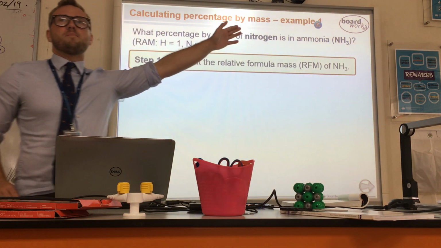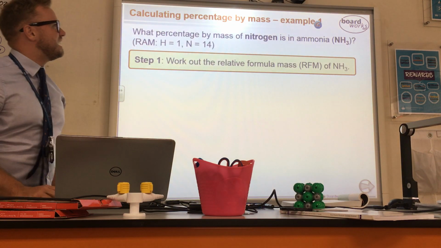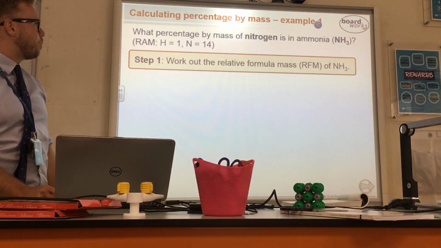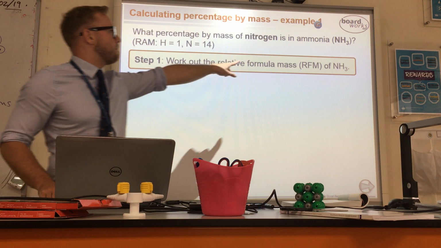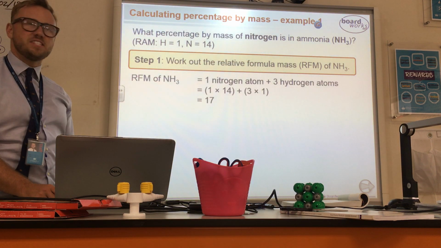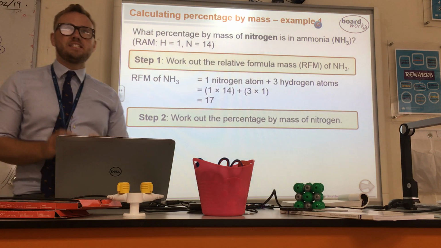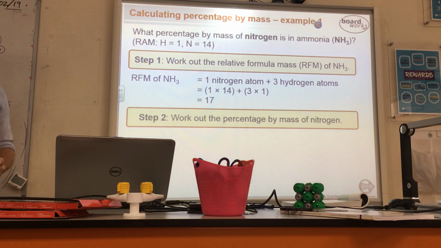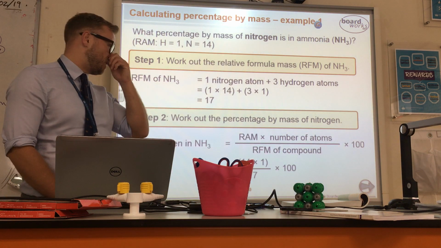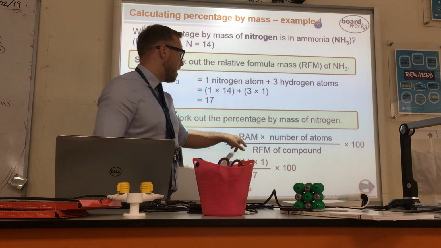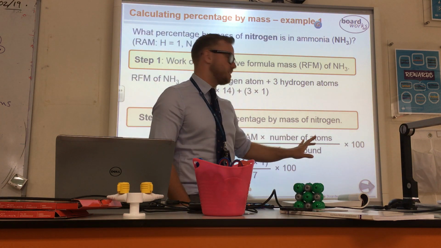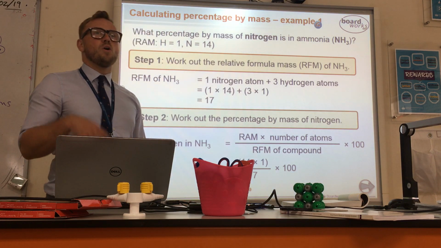So here's ammonia. Ammonia is a horrible smelling gas. It's NH3. It's made up of nitrogen, which is 14, and hydrogen, which is 1. So if we work out the relative formula mass of ammonia, it comes out as 17. Now if I wanted to work out the percentage of ammonia that was nitrogen, all I need to do is use this equation here. The relative atomic mass times the number of atoms of a particular element divided by the relative formula mass multiplied by 100.